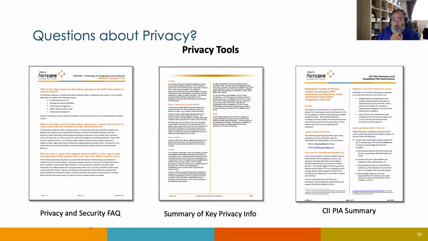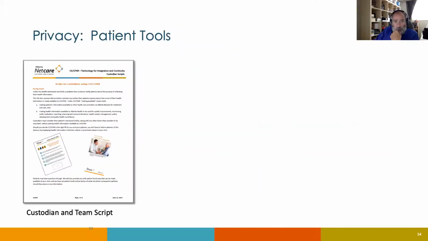This slide, if you're speaking with a group that may be interested in privacy, indicates how to find privacy tools that are available on our website to help. There's an FAQ document, a summary of key privacy info, and of course there's the summary of the privacy impact assessment for community information integration and CPAR that docs should read over before they endorse the privacy impact assessment. And there's also tools there for talking about privacy with patients.